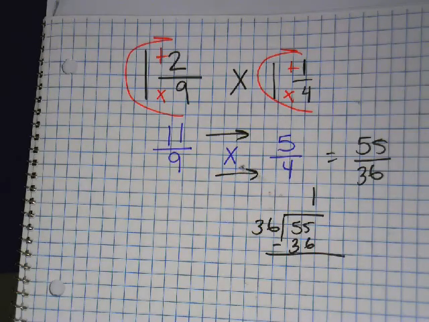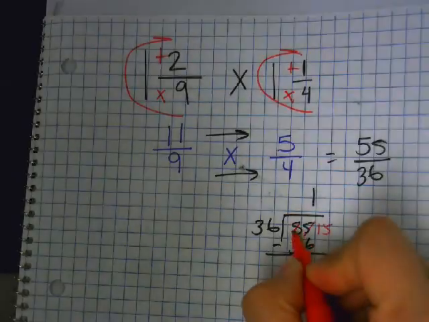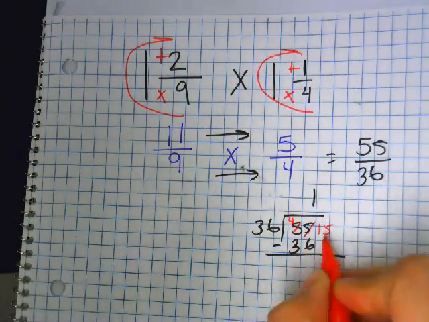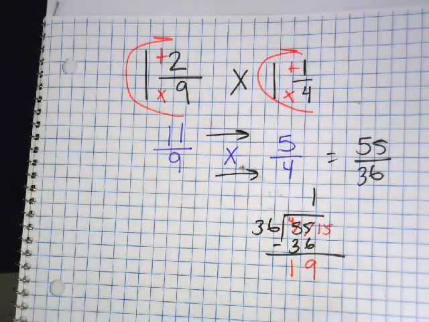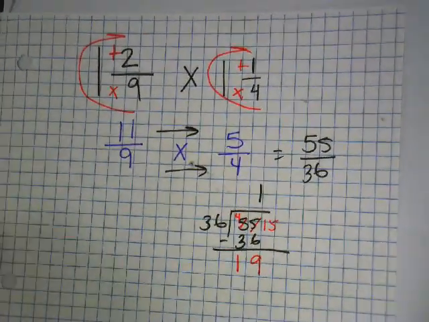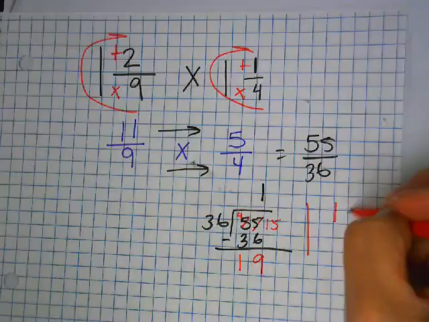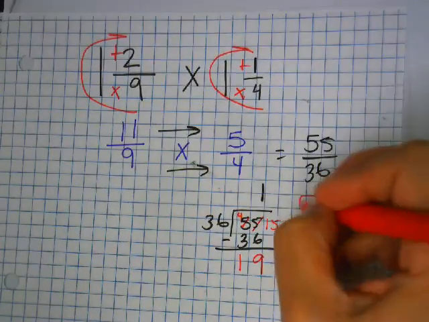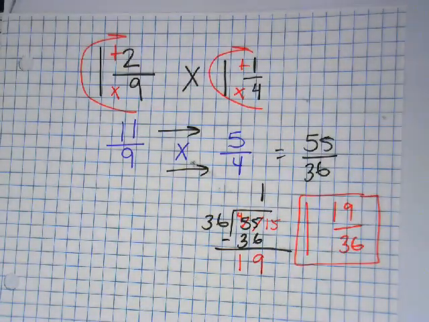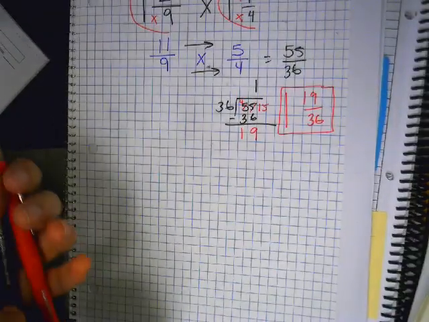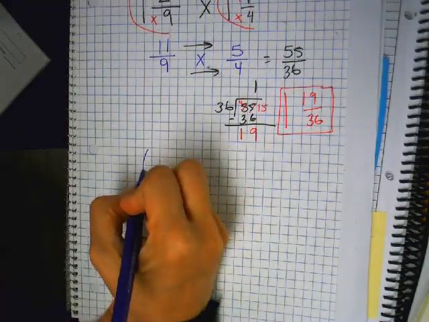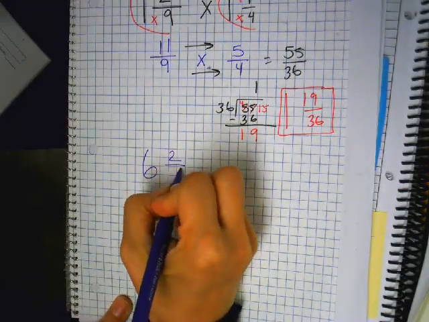Yeah. Okay, let me show my work for those kids who need it. 15 minus 6, 4 minus 1. Okay, who wants to raise your hand and tell me what would be our mixed number? Kevin? 1 and 19 over 36. Good. There we go. Borrow, borrow, borrow.